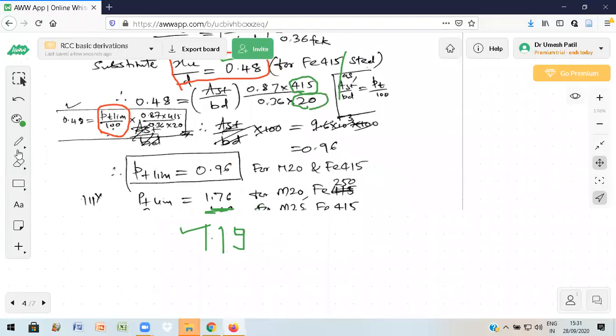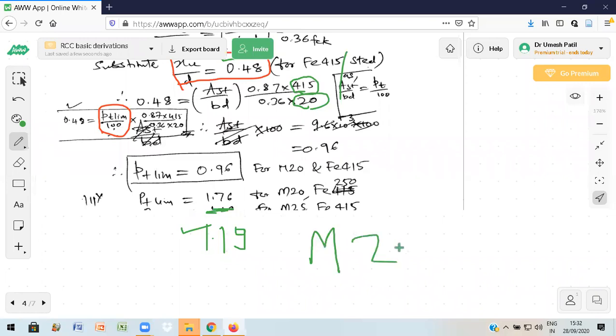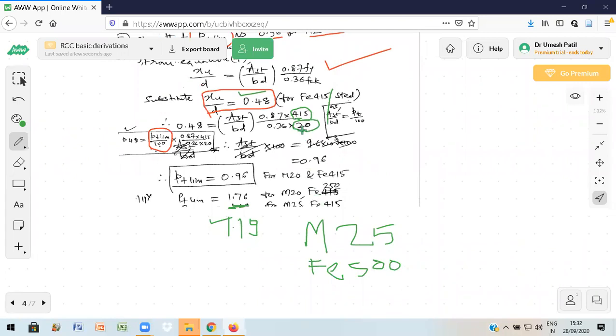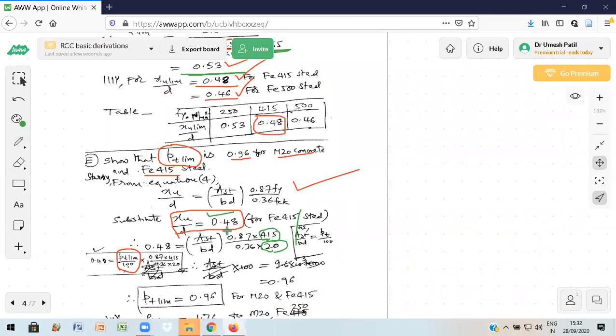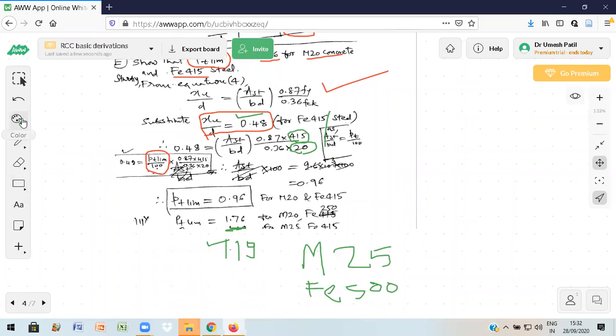Now, if I say use M25 and Fe500, only 1 minute is left. For this one, you give me PT limit. Quickly observe here. M25 means I'll use 25. Wherever 415 is written here, I'll use 500. But this ratio I have to change. The ratio will not be 0.48, it will be 0.46. It means XU by D is 0.46. Here it is 500. Here it is 25. Rest all is same. You end up with this number.